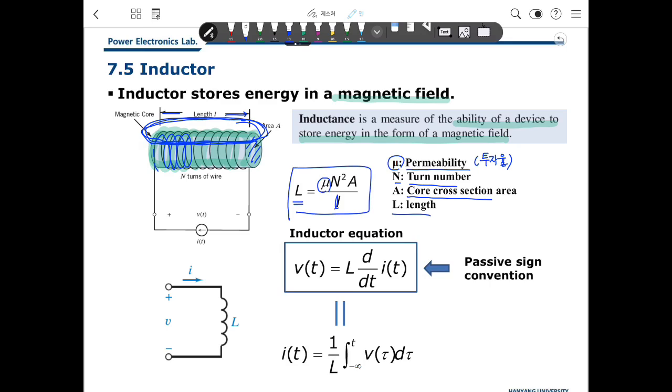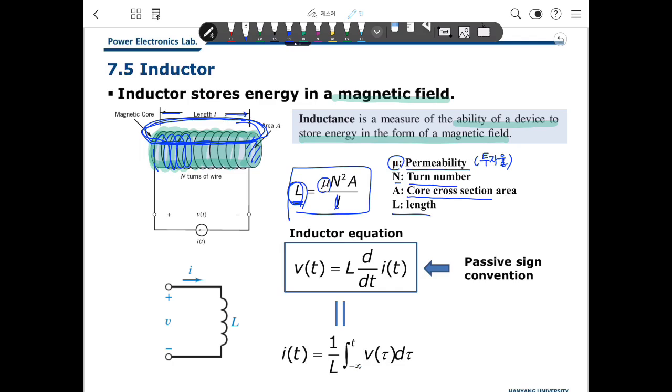Actually, this inductance equation is not important in circuit theory, because we don't care about how you make this inductance. This will be dealt with later in electromagnetism or electric energy circuits. Then you can calculate inductance, and you can design the inductor as you want, to make the inductance as you specify. But in circuit theory, we only need to know the lumped parameter of inductance.